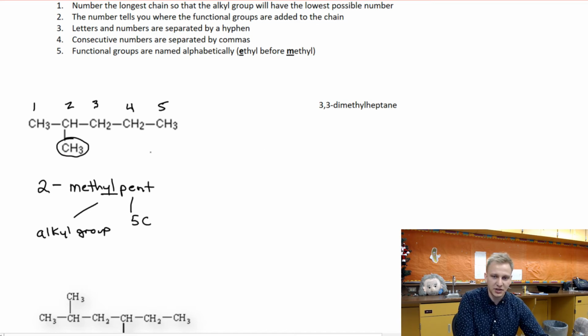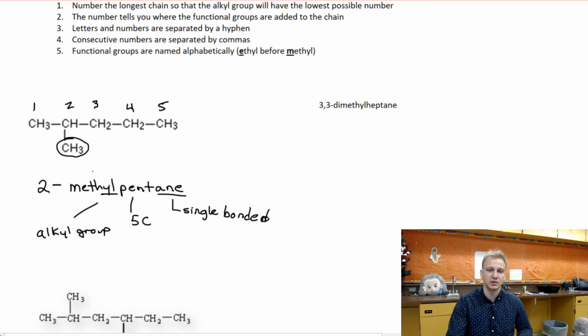The next thing that we want to do is say, are there any double bonds anywhere in this molecule? And we can see we don't have any double bonds at all. So we can put the ending A and E in here to show that these are all single bonded. That's your first example of how to name a molecule. We just named this molecule up here. 2-methylpentane is the final name.